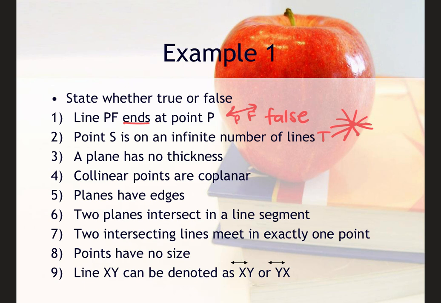3, a plane has no thickness. That is also true. By definition, it has no thickness. 4, collinear points are coplanar. So if a line contains 3 points, then the plane that contains those lines is also going to contain those same points. So this is true.